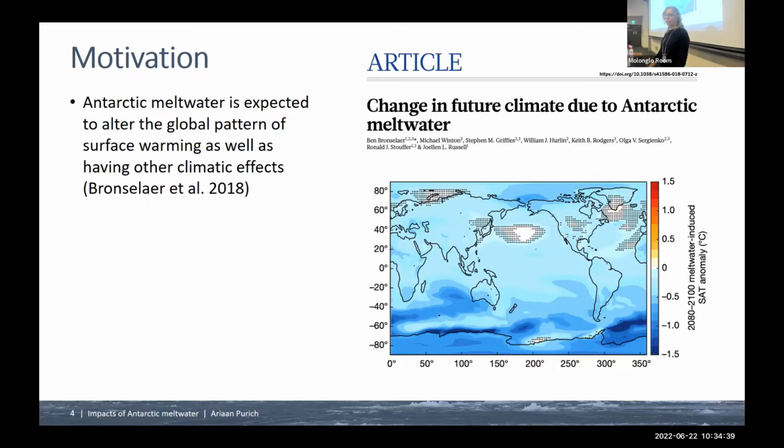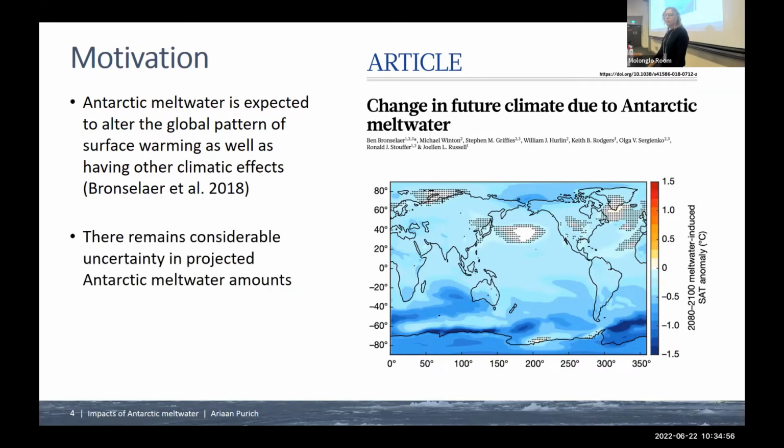This is really substantial. So it's clear that we really need to understand how meltwater will be impacting climate over the 21st century. But this study is based on only one model, and so the results could be model dependent. It's important to verify these in an additional model. Also, there remains considerable uncertainty in projected Antarctic meltwater amounts, and this is notable because the Bronselaer et al. study applied meltwater corresponding to the Golledge and Pollard projections, which are largely considered to be the very high end of Antarctic melt. And so it's important to understand what sort of climate impacts might result from a lower amount of meltwater as well.